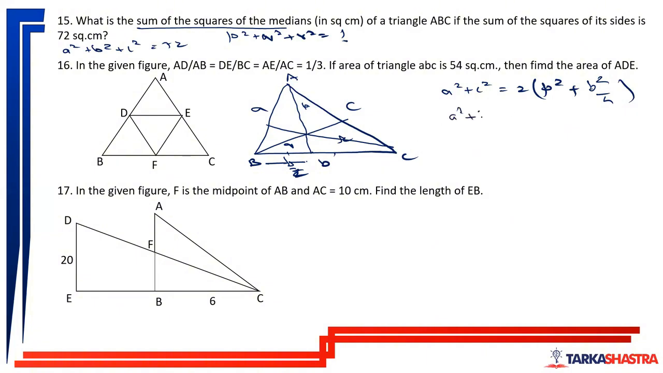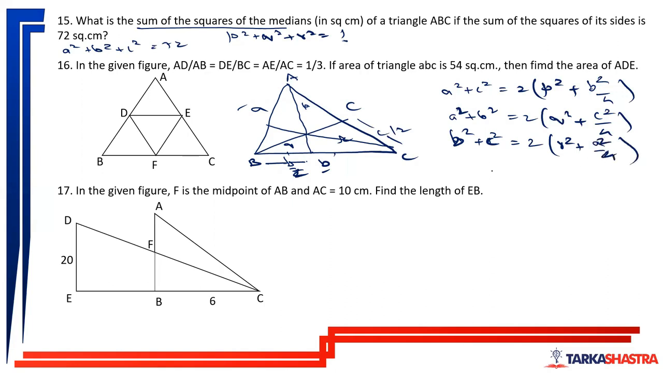A square plus B square will be equal to twice of Q square plus half of this side. So half of this side is C by 2, and C by 2 square is C square by 4. And then your third one is B square plus C square, which is equal to twice of R square plus half of A square, and A by 2 square is A square by 4. If I add it, what I'll get? Twice of A square plus B square plus C square.